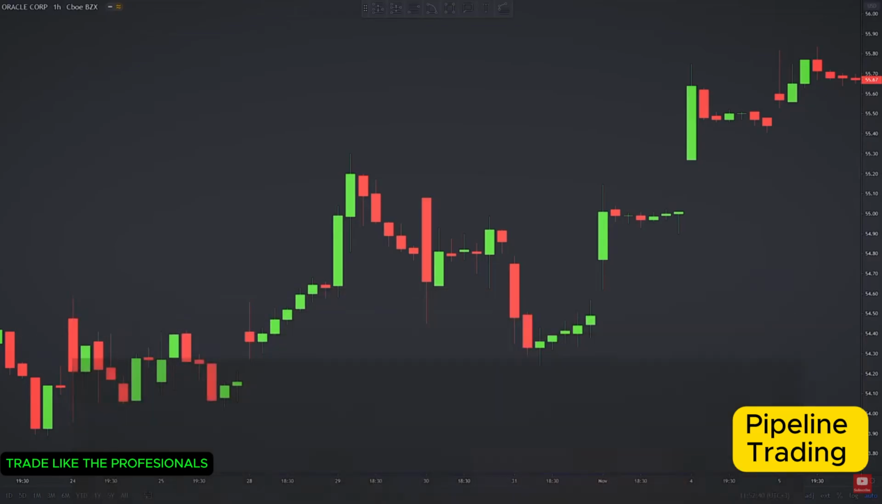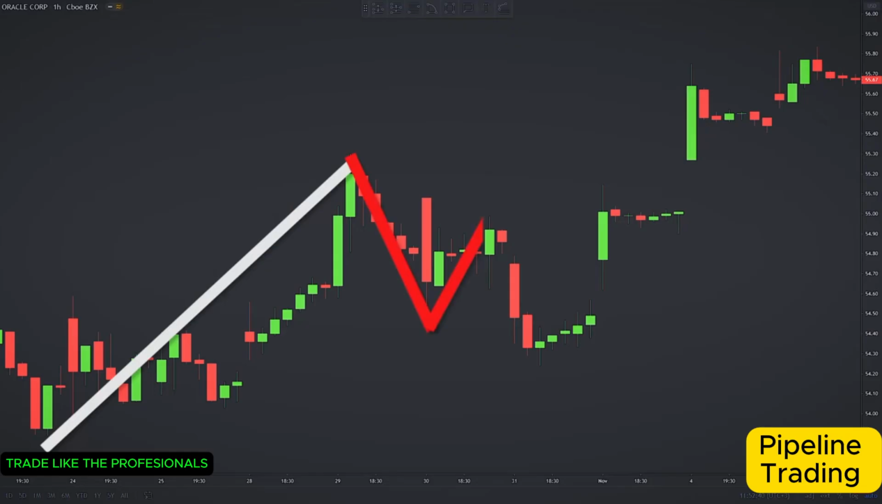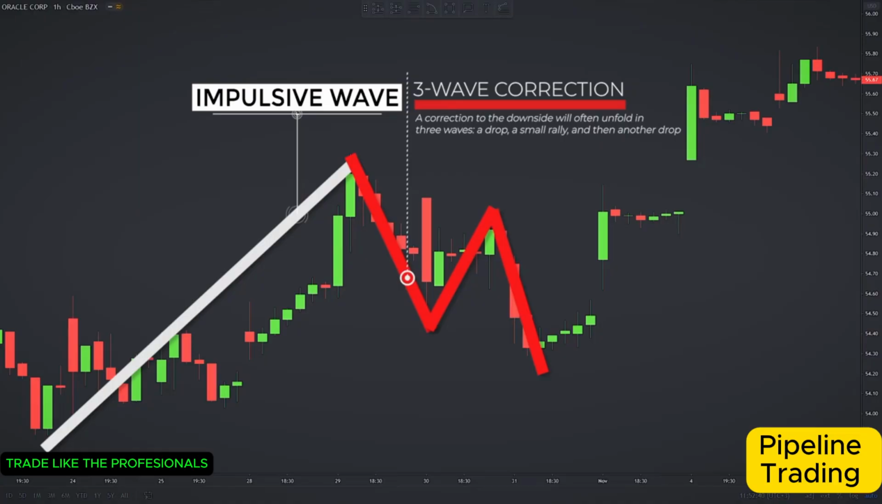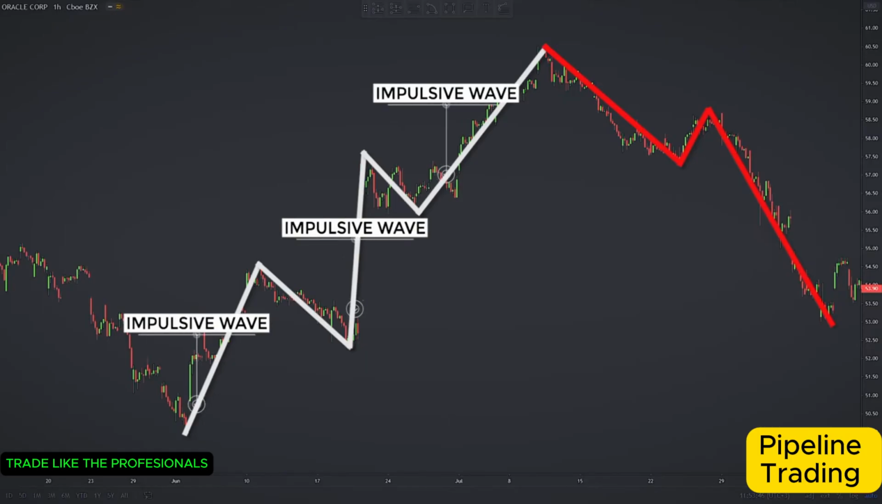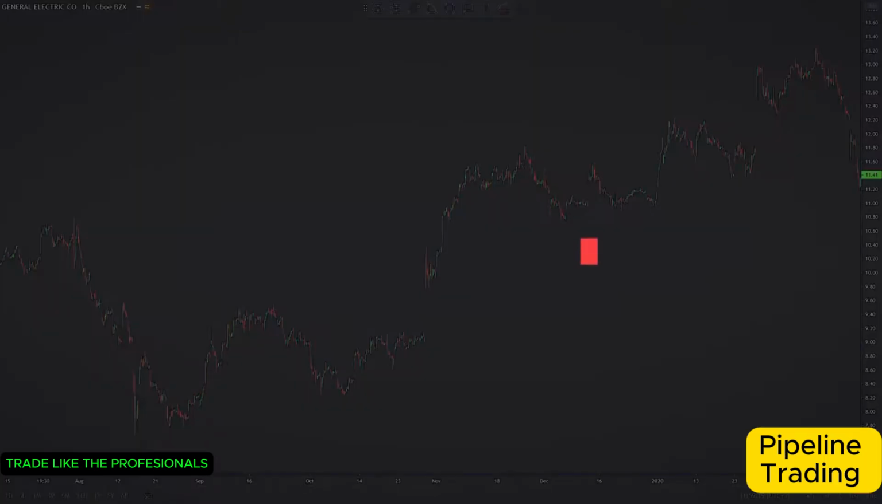Assume there was a big move to the upside, an impulsive wave, then a correction is likely to follow. That correction to the downside will often unfold in 3 waves: a drop, a small rally, and then another drop. You can use this to improve trade timing by waiting for the second drop. When the price starts to drop for the first time, it's too early, as another drop is likely coming. Also, once there have been 3 big moves to the upside, the uptrend may be nearing completion. An impulsive wave to the downside would then confirm that the price is likely to head lower and the uptrend is indeed over.